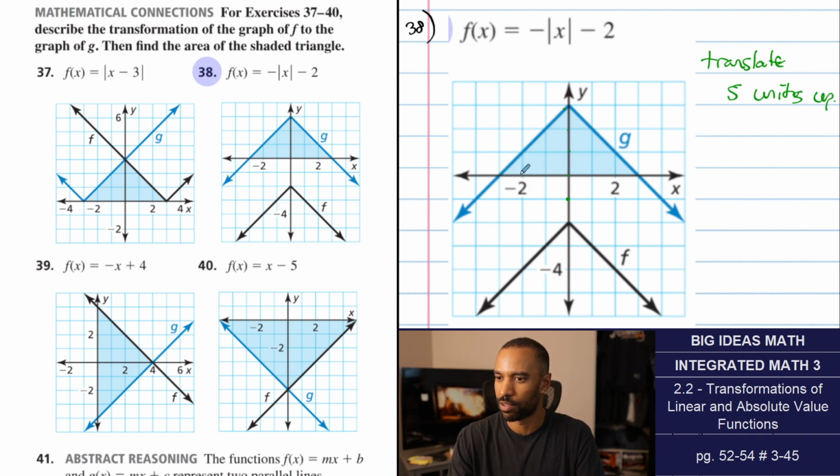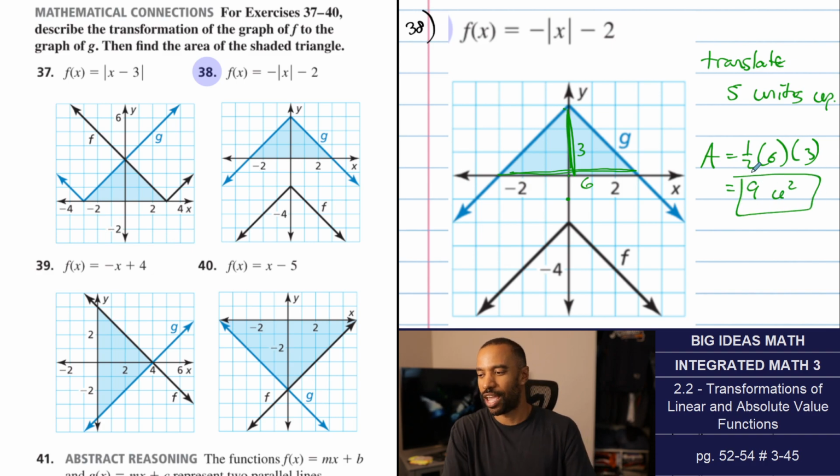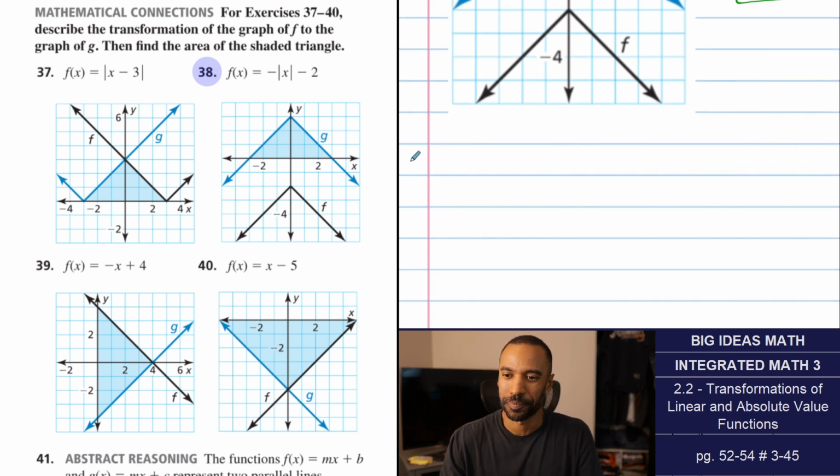2, 3, 4, 5, 6. And it's like, hey, there are some more problems. So 6 units by 3 units. Area is once again 1/2 base times height, which is once again 9 square units. So no change on area there, and it has nothing to do with F. Interesting. All right, number 39.